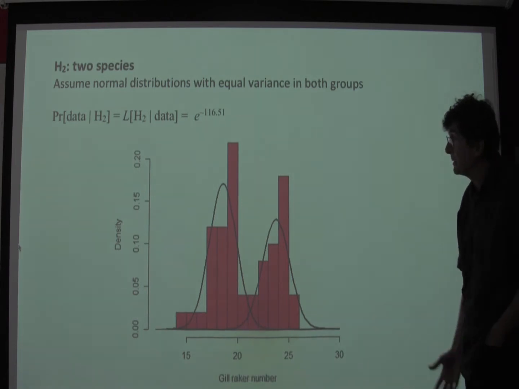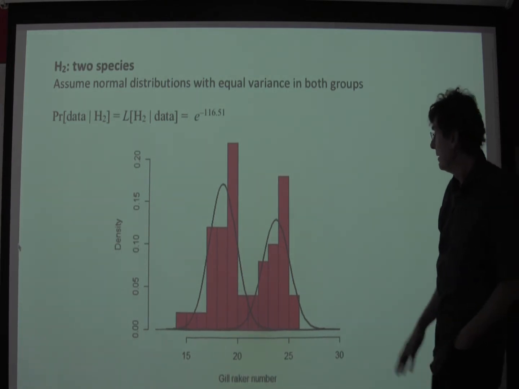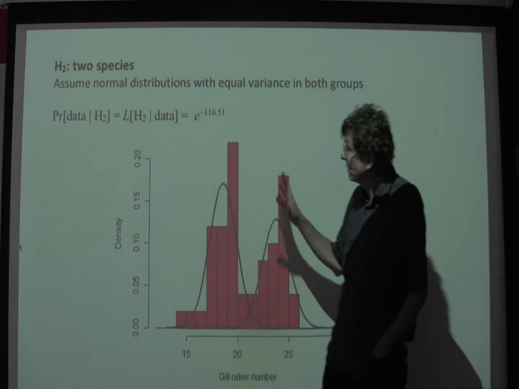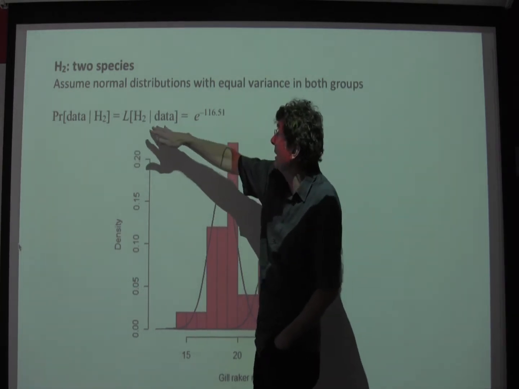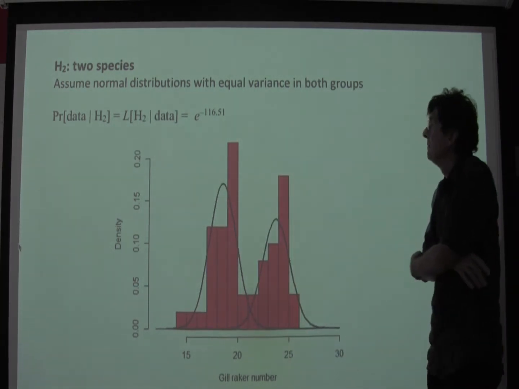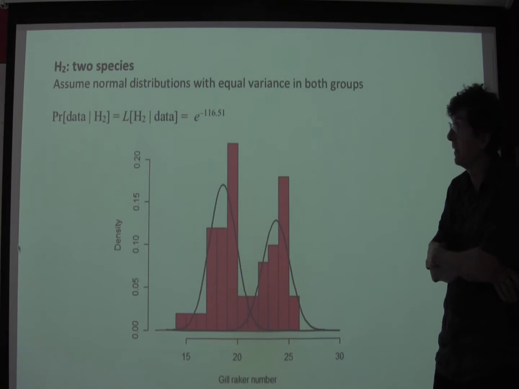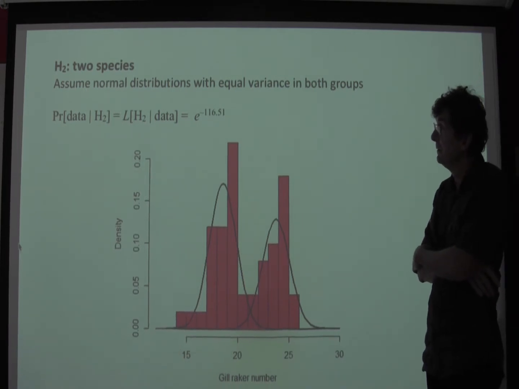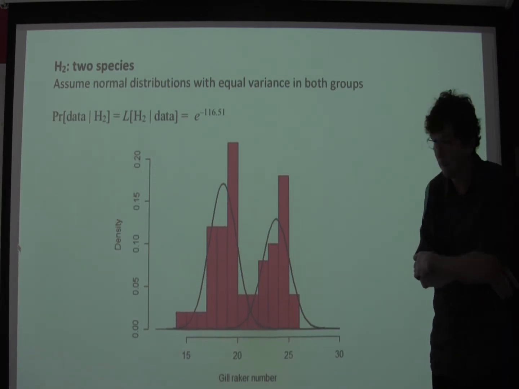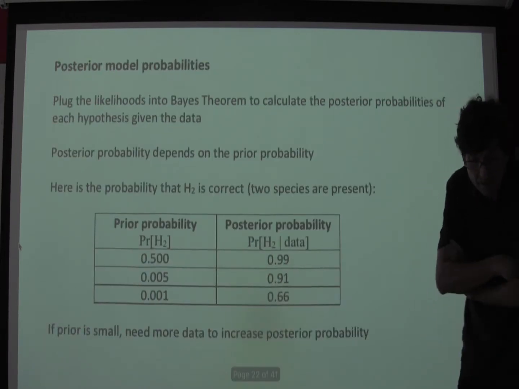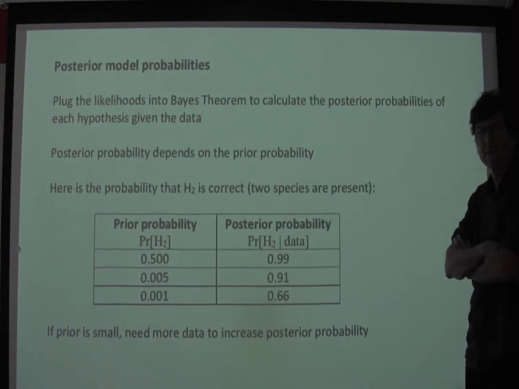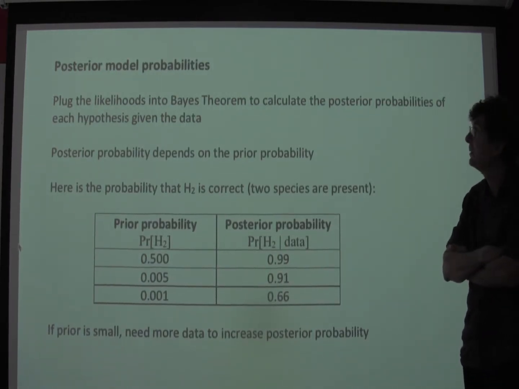And then the second hypothesis, there's 2 species in this lake. Each of them has a normal distribution, and so we can calculate using the same mathematics the likelihood of 2 species given the data. And then we can convert this to a posterior probability. What's the probability that there are 2 species in this lake?